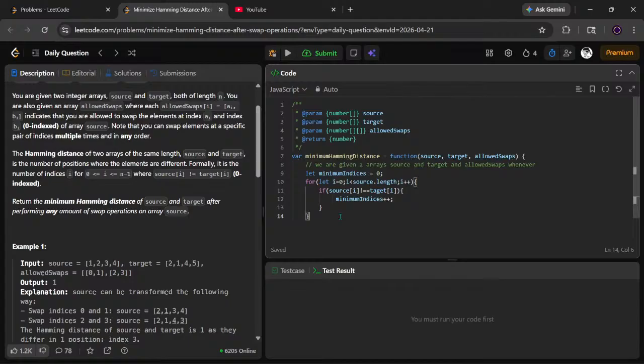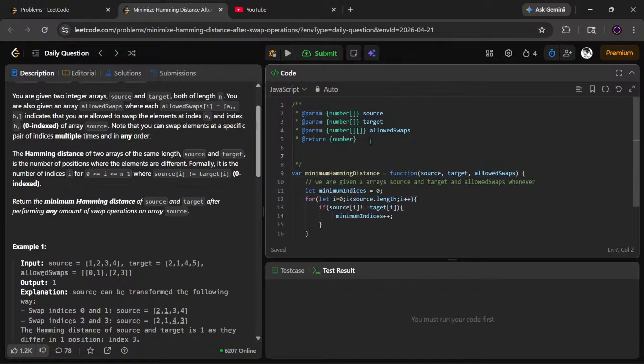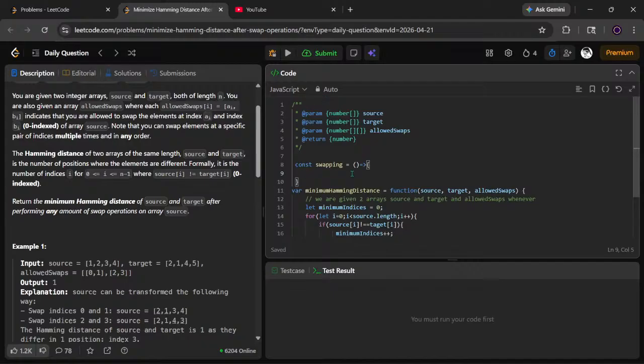We know the swapping logic, but how do we come up with the intuition for swapping with the indices? Can we just create a new function here, like const swapping? This is nothing but an arrow function in JavaScript. Don't get scared. Here we'll be passing the source array, and the index array, maybe allowed swaps array.